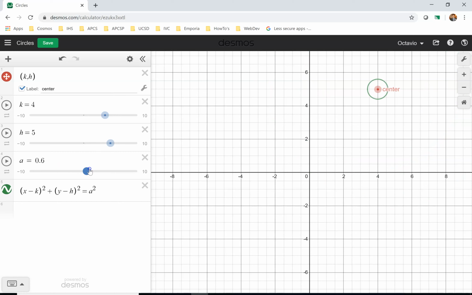Let's say if you go negative, it actually has the same effect, because a negative times a negative is a positive. So if you want your circle to be really, really small, you make it a small number like 0.5. If you make it 0, then your circle becomes a point. Now, how do you get a portion of the circle only?